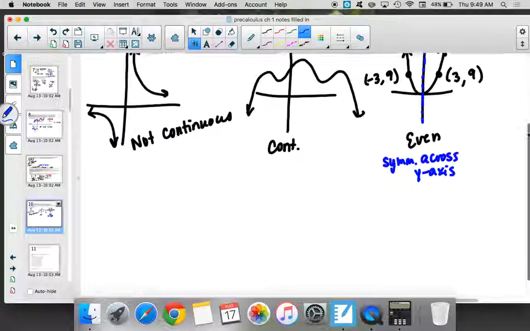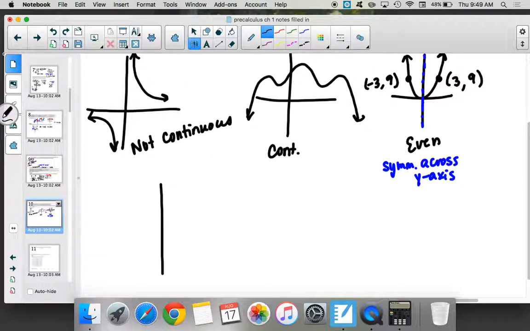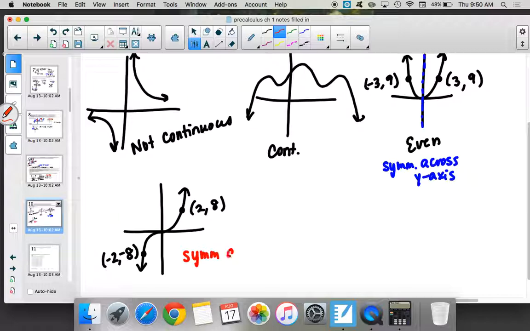Okay, and then an odd function, the most basic odd function that we have is y equals x cubed. So if I plug in 2, I get 8. What happens if I plug in -2? Do I also get 8? I get the opposite. I get -8, right? That's what an odd function is. Whatever number you plug in for x, if you plug in its opposite, you get opposite numbers out. So if I plug in 7 and I get 343, when I plug in -7, I get -343. And this is what we call symmetric around the origin or about the origin.